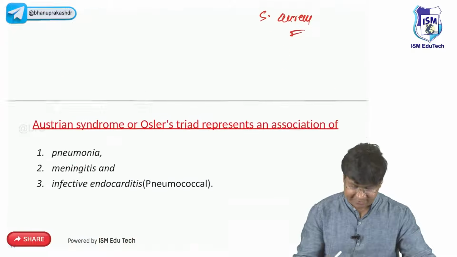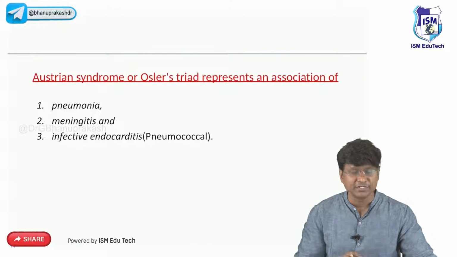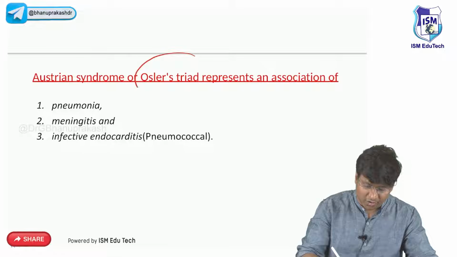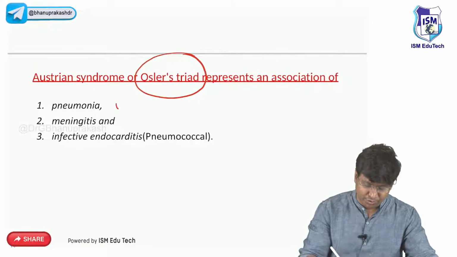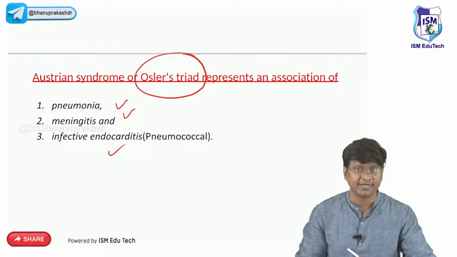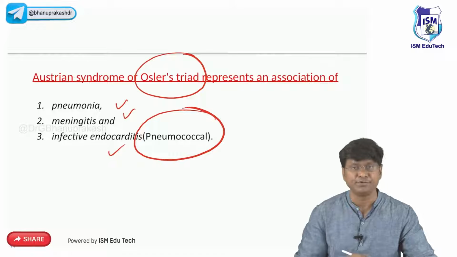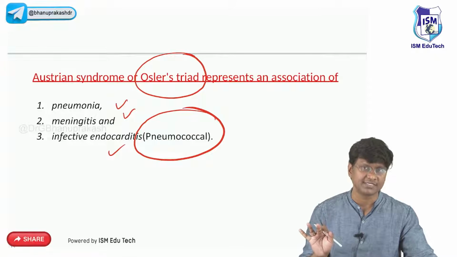Whereas less than 2 months and 2 to 12 months, it is the same, that is Staphylococcus epidermidis, coagulase negative staphylococcus. Next, you need to know the Austrian syndrome or the Osler's triad. It includes three things: pneumonia, meningitis, infective endocarditis, and the organism is Strep pneumoniae. Three major organs are affected.